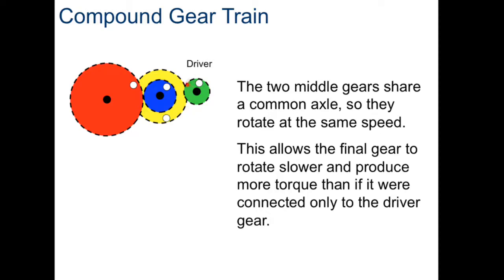So if you spin this fast, this will spin slow. This will be really easy to spin, and this will have more torque.